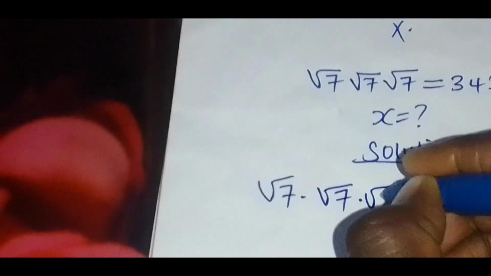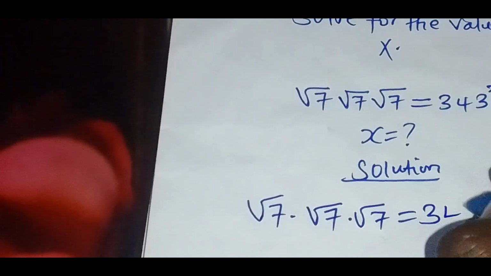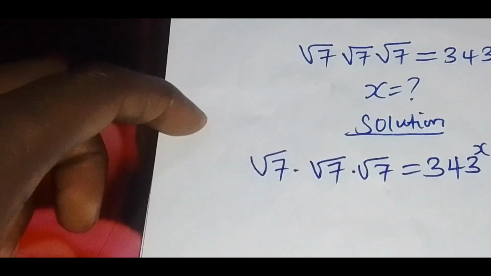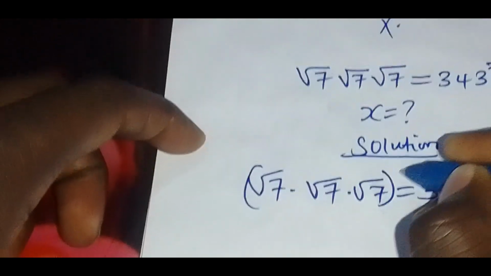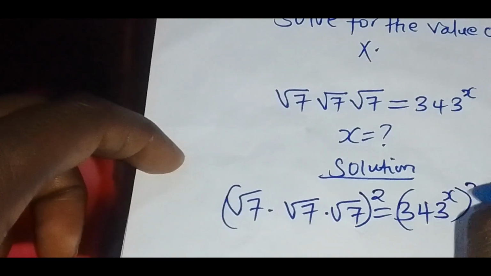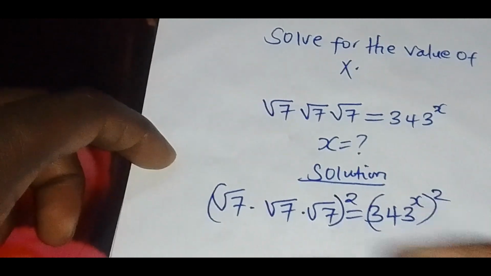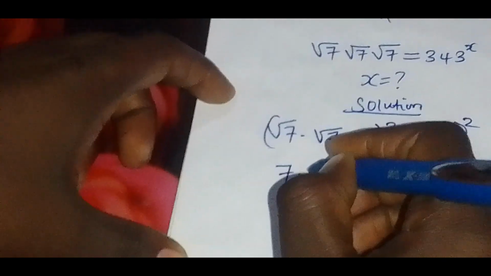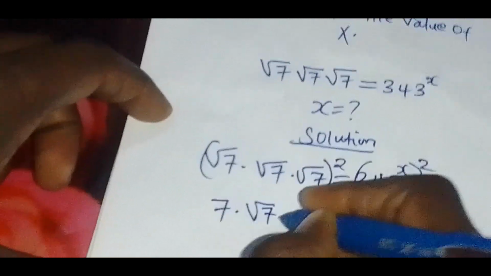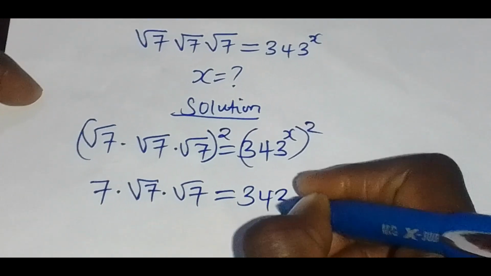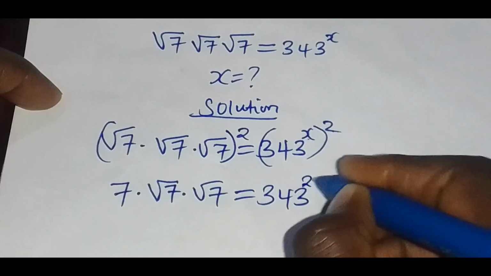We have the square root of 7 multiplying by the square root of 7 multiplying by the square root of 7. This is supposed to give us 343 raised to power x. Okay, so the first thing to do, we square both sides. We square both sides so that we eliminate the first square root sign, so that we'll have 7 multiplying by square root of 7 multiplying by square root of 7. This is equal to 343 raised to power 2x.